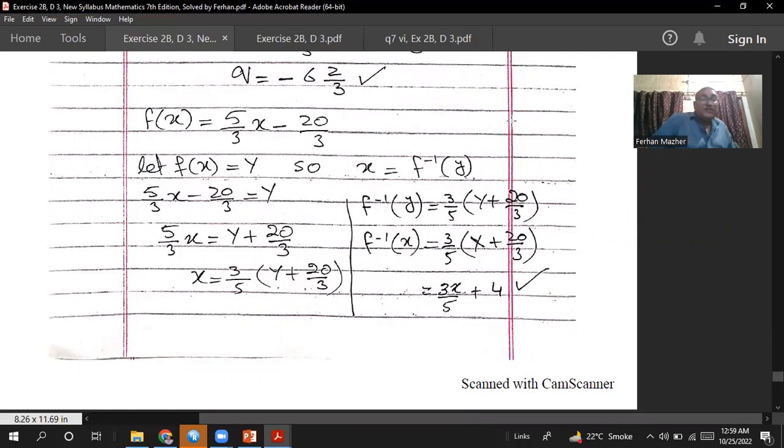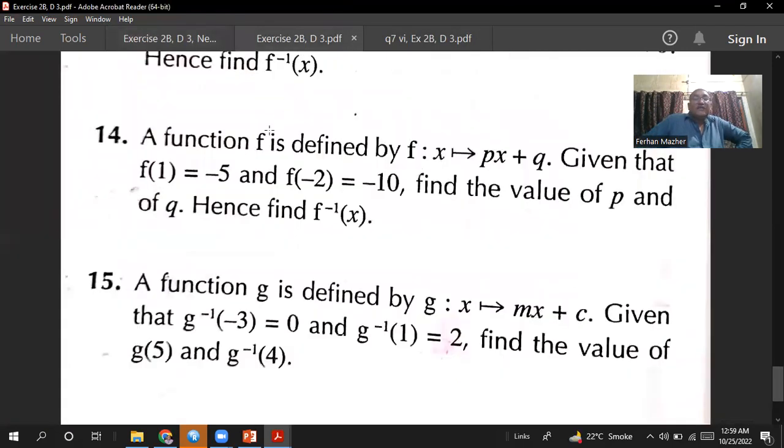So in the place of x, I will put f inverse of y, and that will be equal to 3 by 5 into y plus 20 by 3 bracket close. So f inverse, I will change the variable there. So f inverse of x will be equal to 3 by 5 bracket x plus 20 by 3 bracket close. So that will be 3x by 5 plus 4. So we have just found its inverse, and that's what he has asked only.